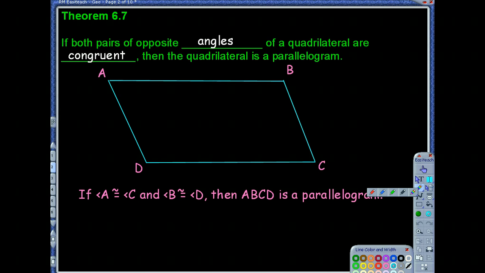So notice down here, if we knew that angle A and angle C were congruent, and we knew that angle B and angle D were congruent to each other, then this has to be a parallelogram. And since our theorem said opposite angles are congruent, we could say opposite angles congruent. It's the converse.